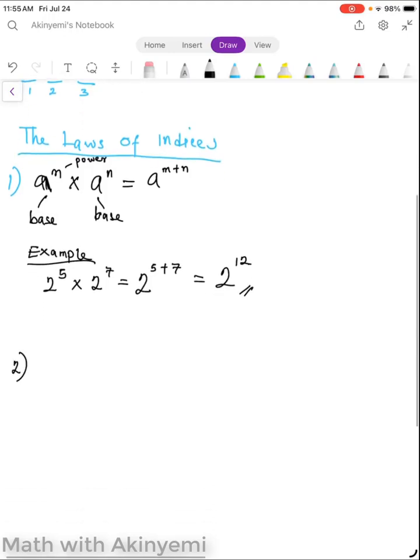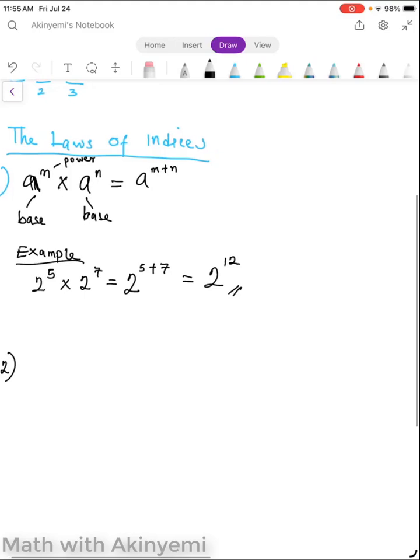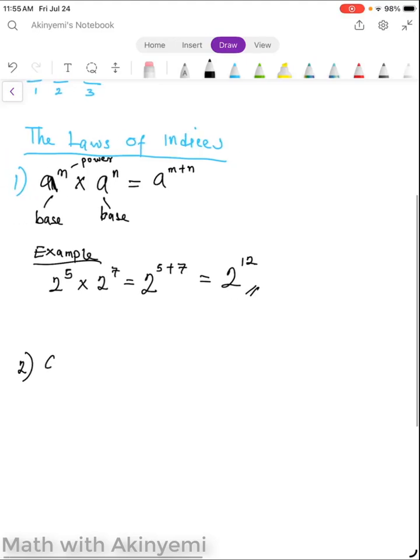So the second law of indices is to say a raised to power m divided by a raised to power n is equal to a raised to power m minus n. Take note, the base must be the same. It's very important. And when we have them dividing each other, the power will subtract each other. So let's do an example.